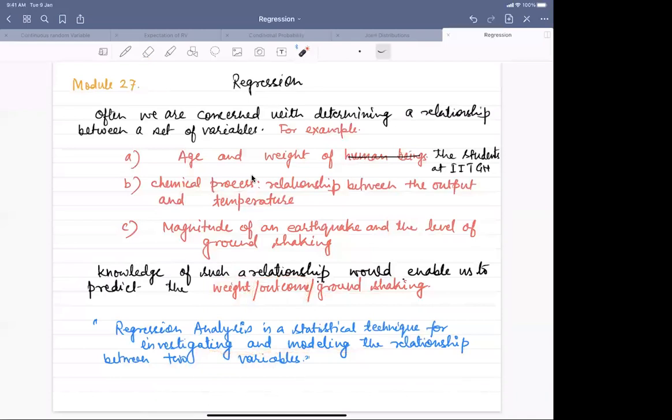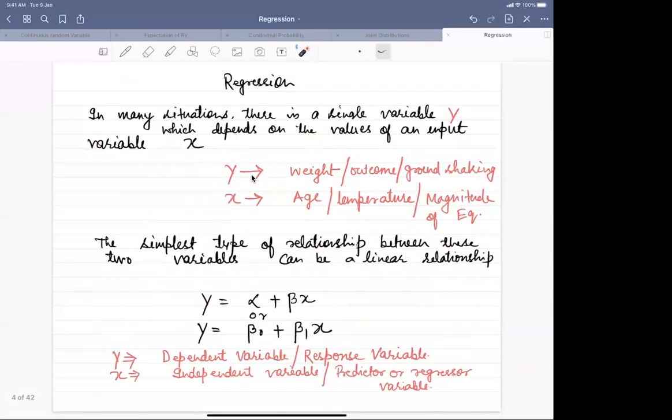So the idea is that first we investigate what kind of relationship exists between these two sets of variables. For example, the cases we are discussing here: age and weight, magnitude of an earthquake and the level of ground shaking. And then we can make predictions based upon that learned relationship. More often than not, there is a single variable y, which depends upon the values of an input variable x. In general, y is weight, outcome, or the ground shaking, and x will be age, temperature, and magnitude of an earthquake. So here we want to investigate the relationship between y and x.